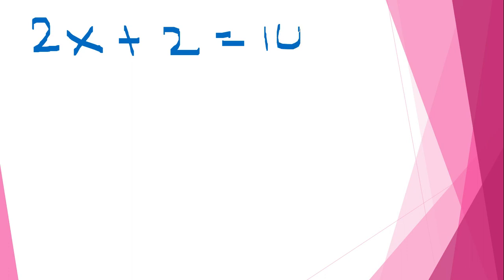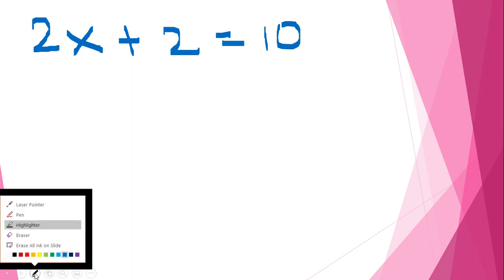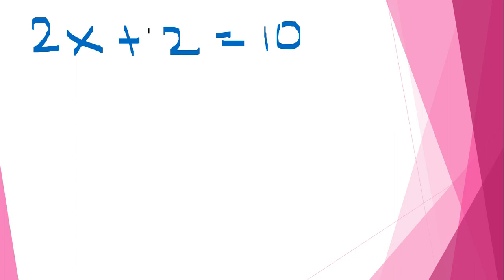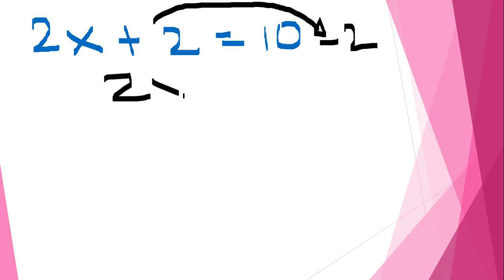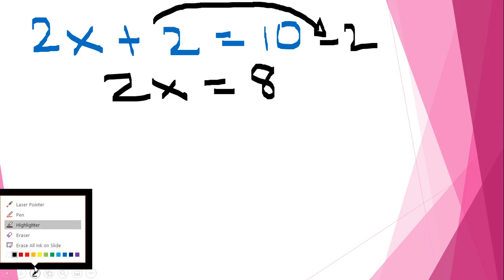Now, let's try the other method. So if I had 2x plus 2 equals 10, I'll start by moving that positive 2 to the right-hand side. We move all the numbers to the number side. The sign will obviously change, so I will have minus 2. I'm left on the left-hand side with just 2x. 10 minus 2 is 8. One more step to clear this.